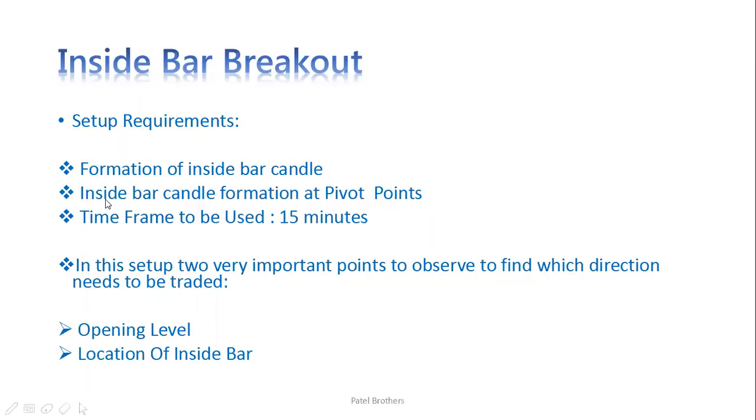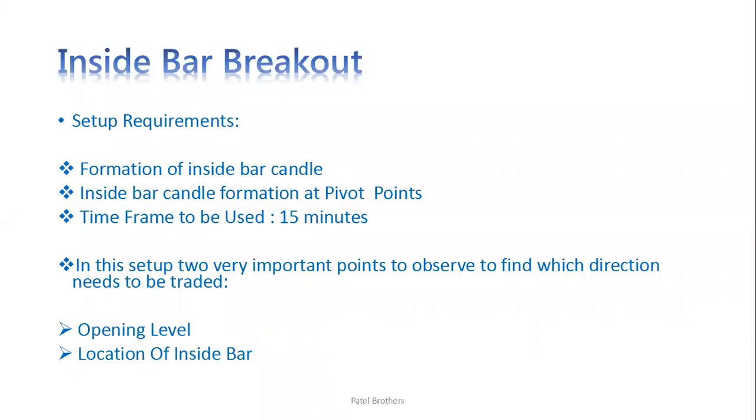So first we need an inside bar formation. Then we need an inside bar formation near the pivot points. We don't trade all inside bars. We trade only at the required locations. In intraday, we trade only on the supports and resistances. We don't trade blindly at any place. So we want an inside bar formation only at the pivot points. Pivot points, what I mean is P, S1, S2, R1, R2. Those are the only 5 points where we are trading.